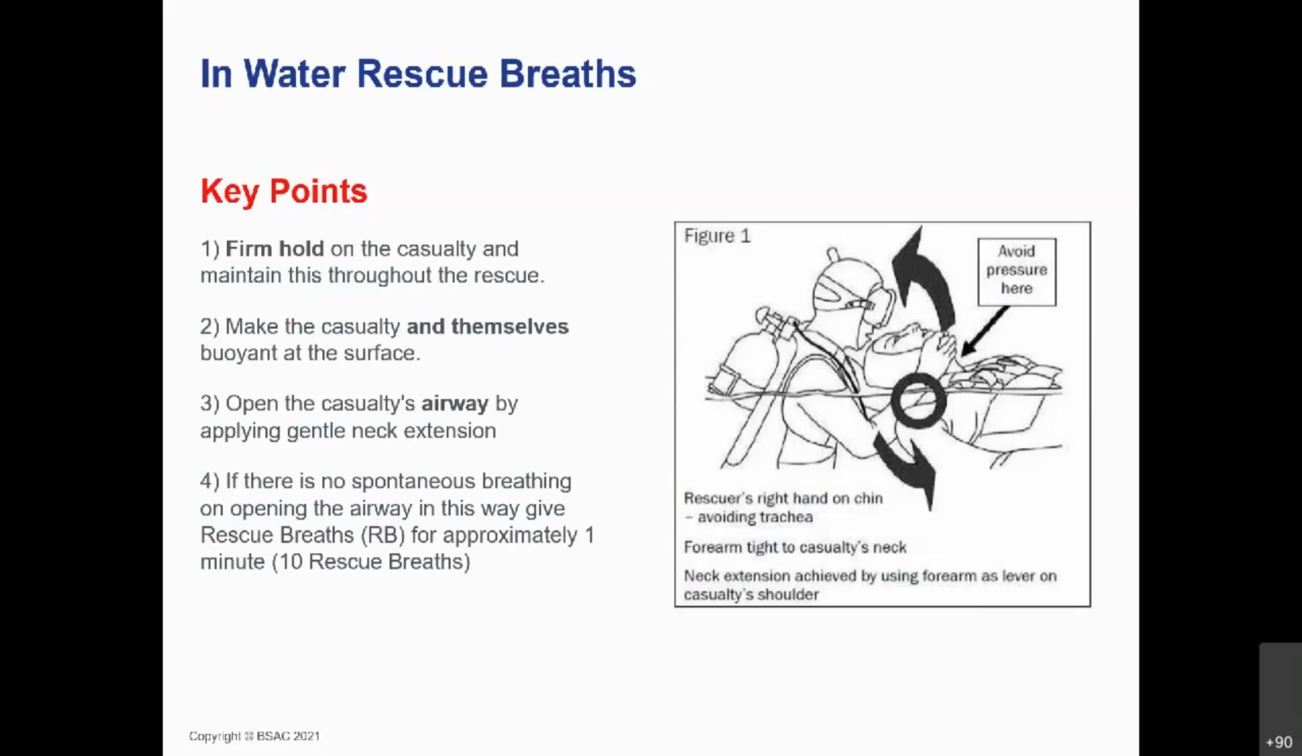We can roll, we can push the tank away underneath, we can push up on the other side. I'd like to say, don't try and push down on their closest shoulder because you're risking pushing their face under the water. So we're trying to roll the casualty, and if we've got our position correct, then their nose is going to be very easy to make a seal over.